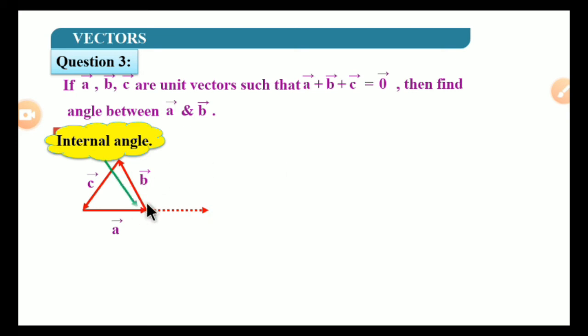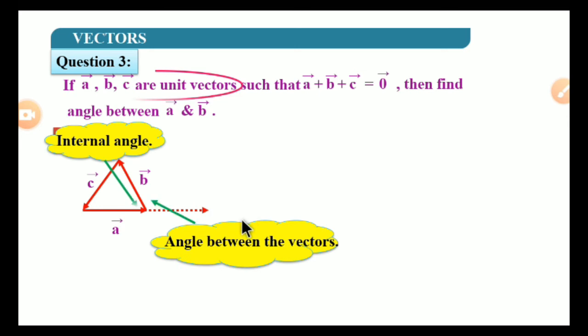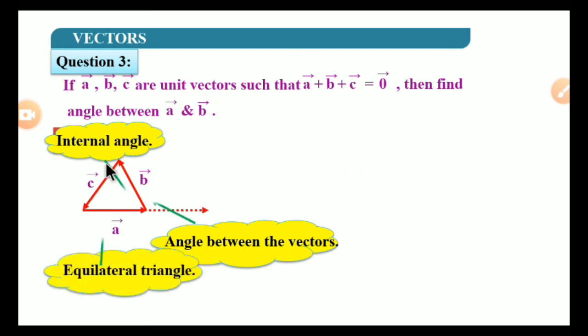Therefore, this is the 0 vector. Now the internal angle is 60 degree, and the angle between the vectors we have to calculate here. Therefore, it is an equilateral triangle, because A, B, C are unit vectors, which means all the sides of the triangle are equal. Equal means definitely this becomes an equilateral triangle. So the equilateral triangle has equal angles here. So it is here 60 degree, and the remaining is the 120 degree, which is nothing but the angle between vector A and vector B. Therefore, here the angle between the vectors is 120 degree.